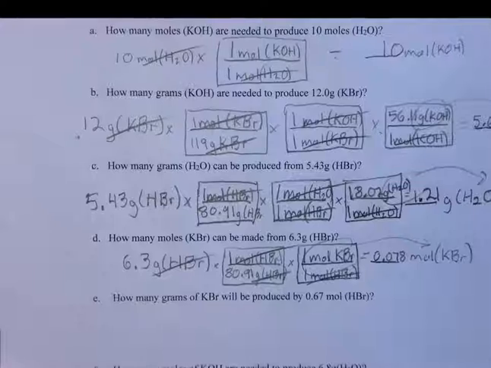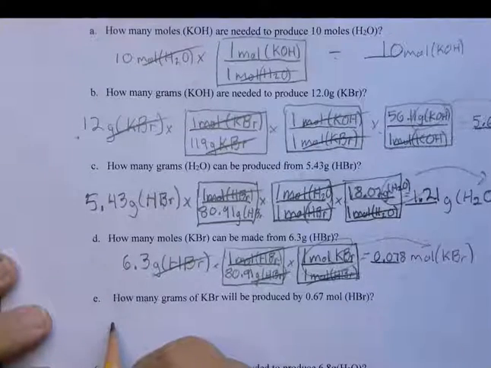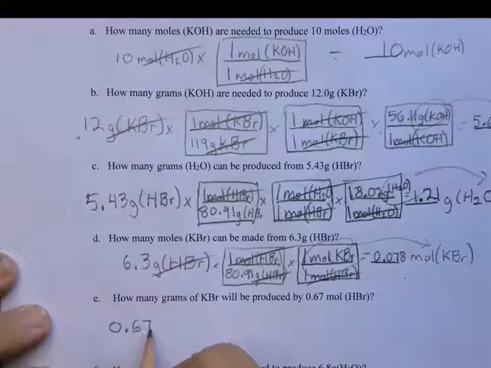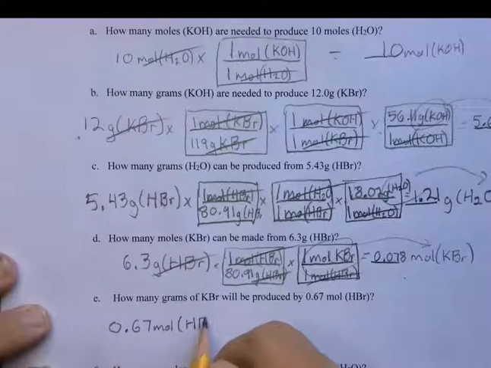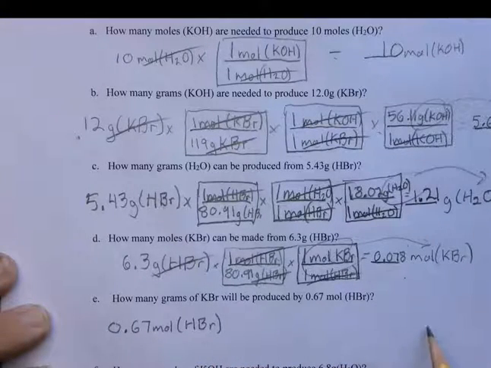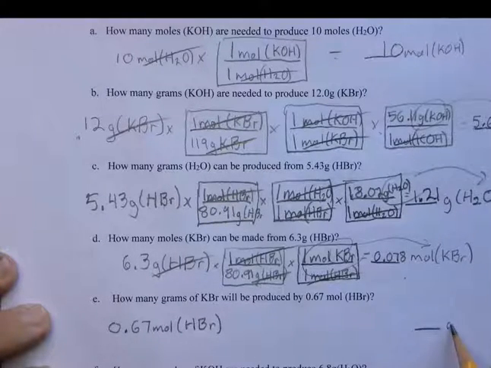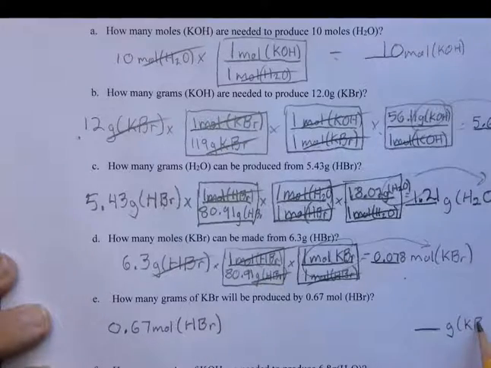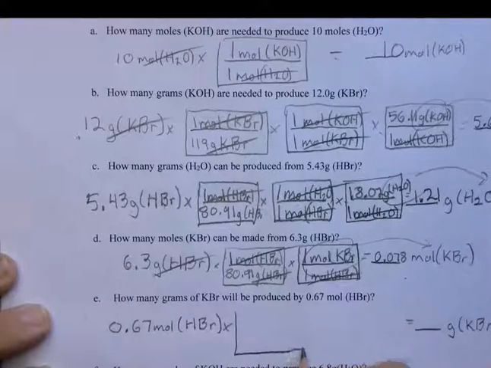Next, how many grams of KBr will be produced by 0.67 moles of HBr? So let's go ahead and write our equation first this time, 0.67 moles of HBr, and eventually you don't need to use the diagram up above, and it's grams of KBr. So we're going grams to moles. That tells me right away, and you've noticed this, that that's going to be two conversions. So that means we're going to multiply by 2 boxes.